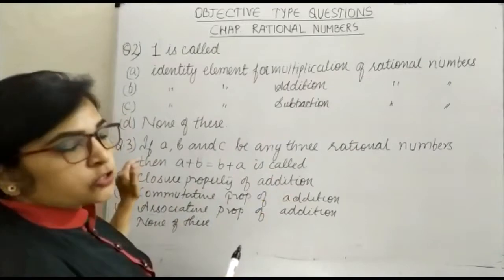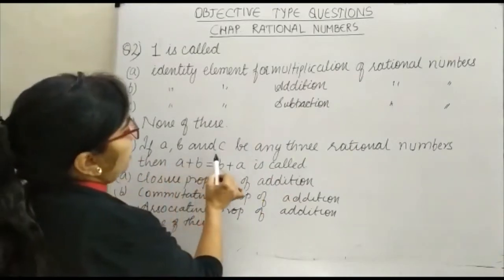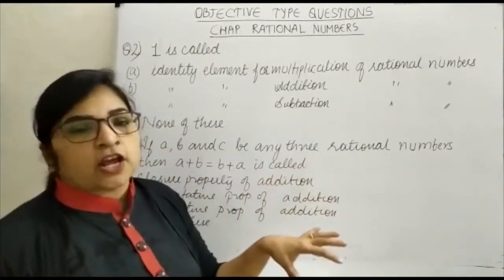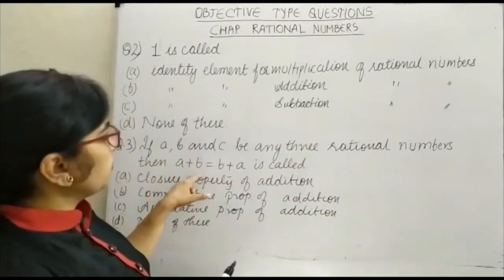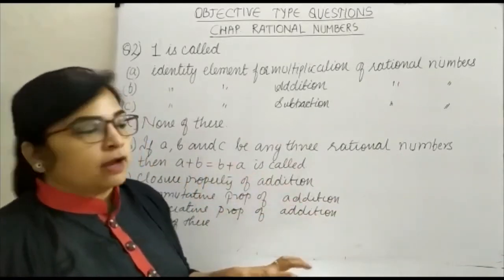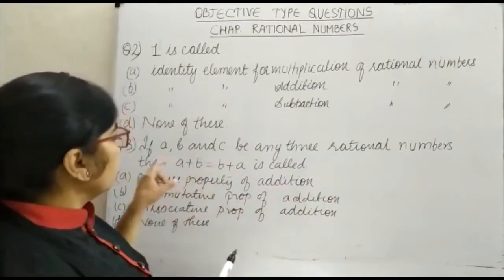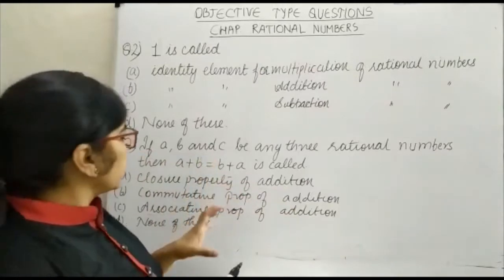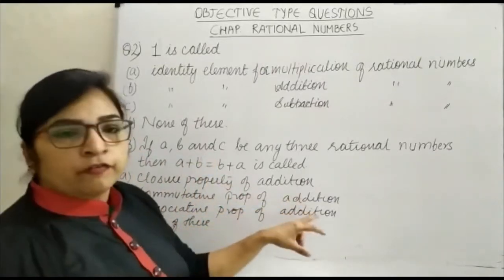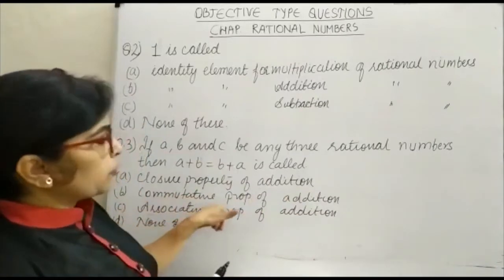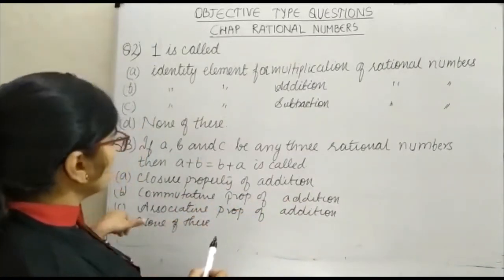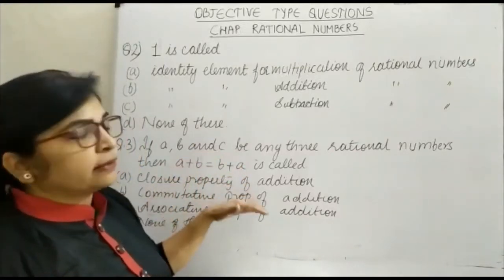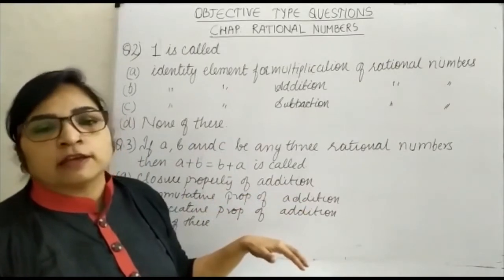ये question number 3. Question number 3 आपका है: if A, B and C be any three rational numbers, then A plus B is equal to B plus A. आपको इस प्रॉपर्टी का नाम बताना है. Your first option is closure property for addition. Next, commutative property of addition. Third, associative property of addition. And fourth, none of these. इसी तरीके से आप और भी प्रॉपर्टी की स्टडी कर लेंगे. इस पैटर्न के भी क्वेश्चंस आपसे पूछे जा सकते हैं ऑब्जेक्टिव में.